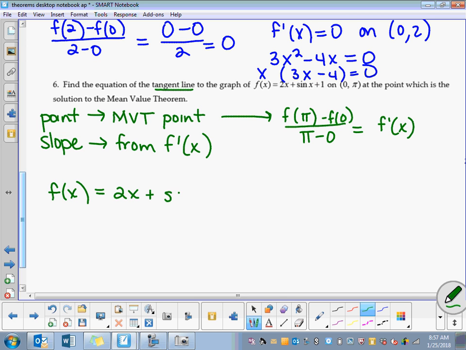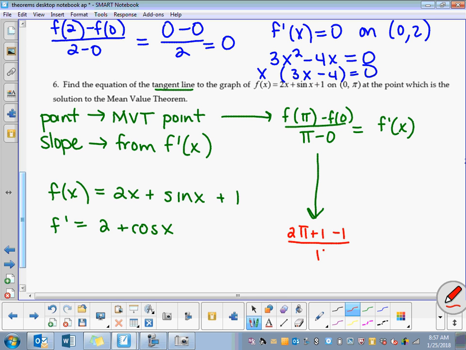So this would be a good point to stop. Now that I've kind of set you up with what we have to do, stop and see what you can get. I found my derivative, and I'm going to find my average rate of change. So f of pi is going to be 2 pi plus 1 minus 1 over pi, which is 2.